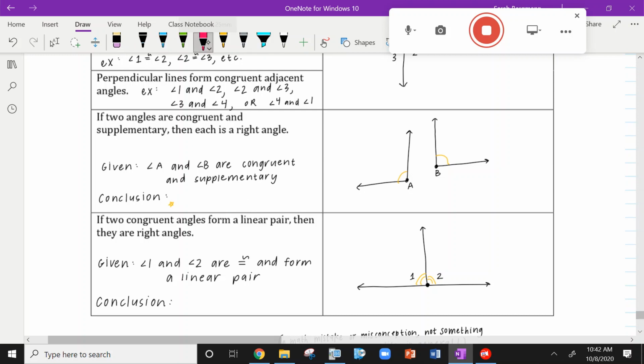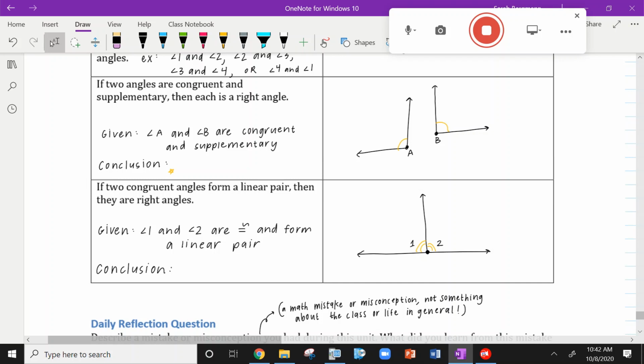And finally, if you have 2 congruent angles that form a linear pair, then they must be right angles. So if you're given that angle 1 and angle 2 are congruent and they form a linear pair, you can conclude that angle 1 and angle 2 must be right angles. Think about it. The only possible way to have it form a linear pair, which means that they would have measures that add up to 180, and be equal is if they were both 90 degrees. 90 plus 90 equals 180.